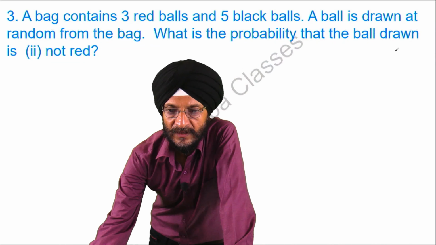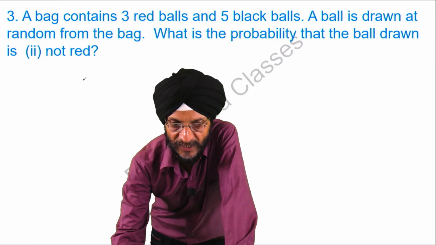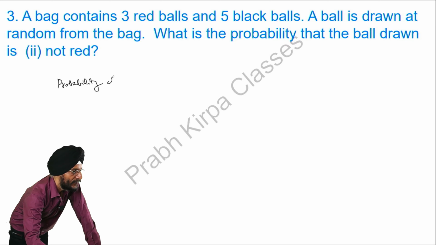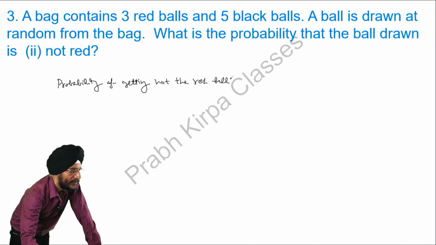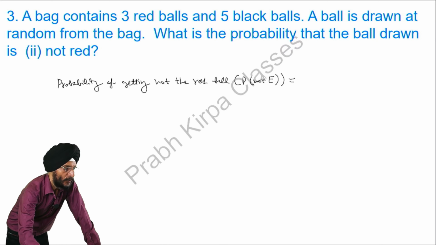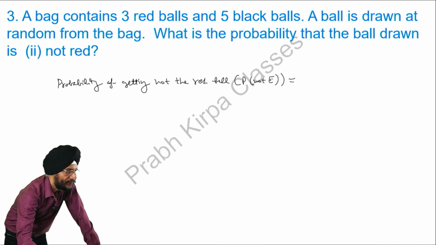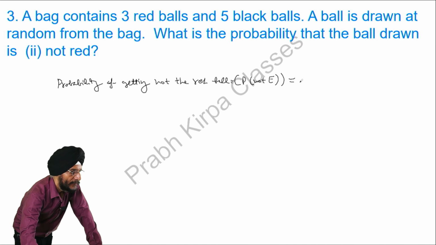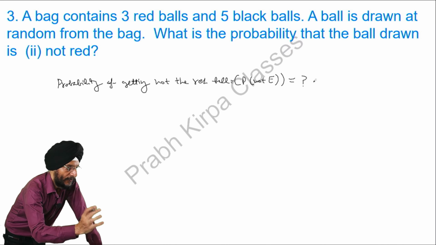Now the next part. What is the probability that the ball drawn is not red? So here we will calculate the probability of getting not the red ball. In other words, we can say that it means probability of not E, not getting of the event, not occurrence of the event. Here we will use it here. We have to find out the same.